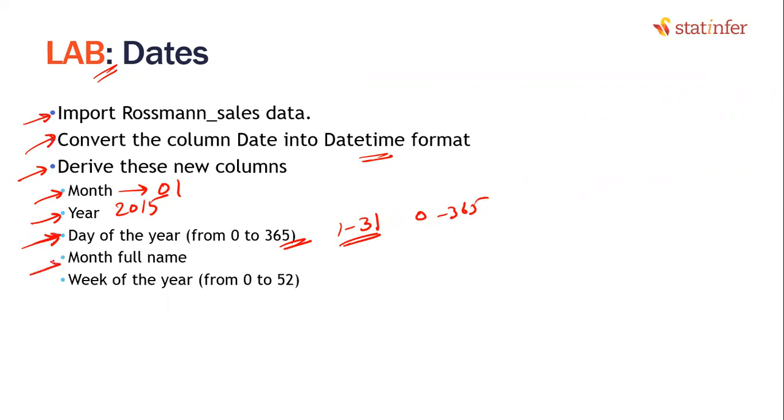And then month, full name, it has to be complete, August, something like that. And then week of the year, I'm not talking about exact weekday or anything, week of the year, which varies from 0 to 52. So how do you extract these? We haven't discussed this, but I request you to do some reading on the internet, do some searching, and try to quickly complete this lab exercise before we move on to the next subtopic.